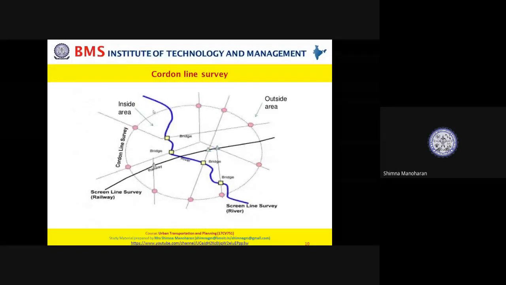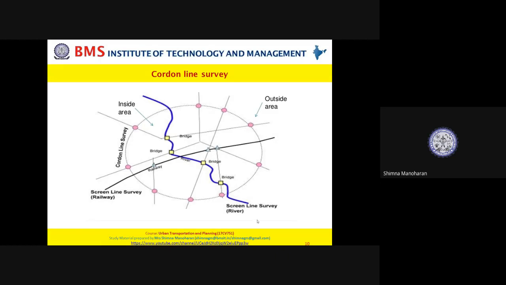So if I can show here, if this is the cordon line area, that means your study is limited to this area, which is covered by this pink line. So this is nothing but the cordon line survey. This is the inside area of the cordon and this is the outside area. Okay, and then you have a screen line.